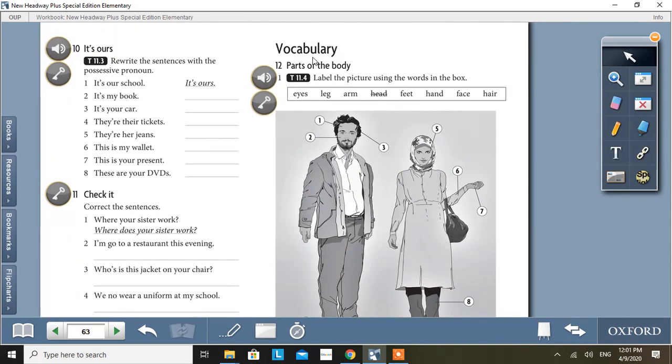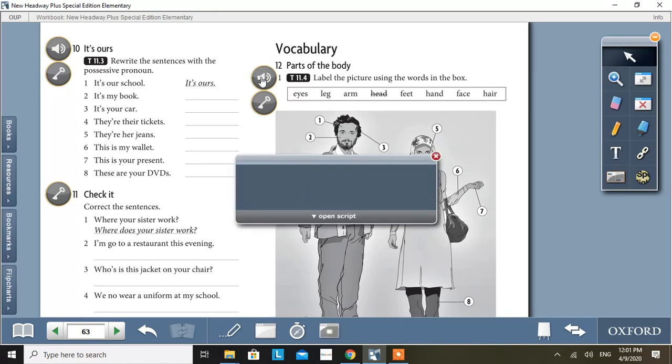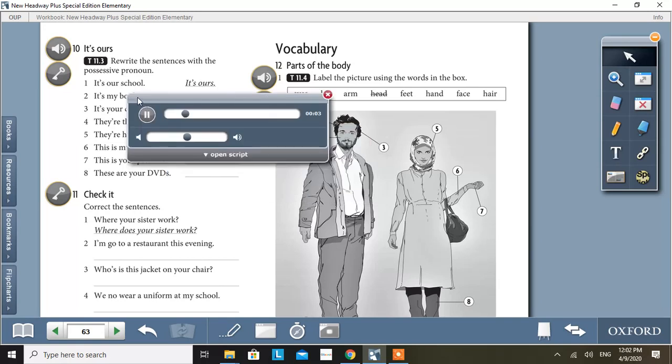Now, elementary workbook, page number 63, vocabulary 12, parts of the body. Listen. Tape script 11.4. Listen and repeat.